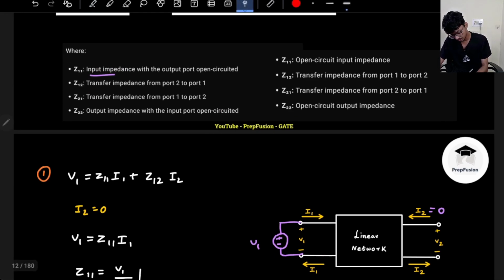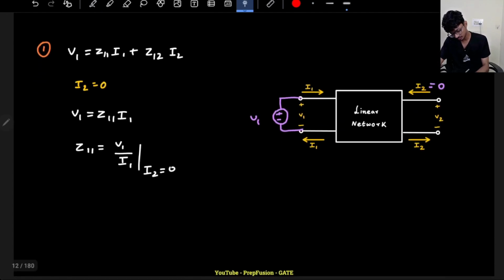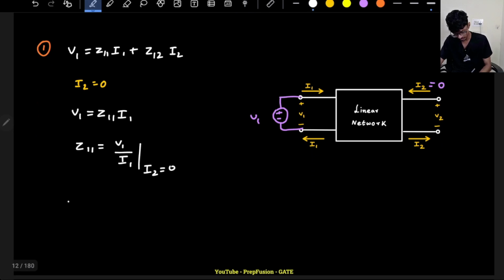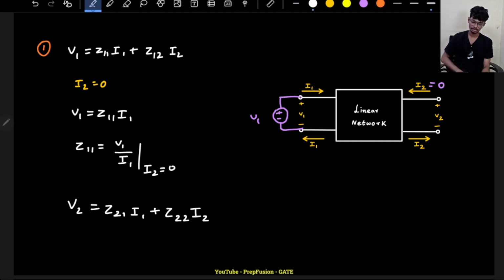What about this? Let's do this next. Z21. What is the equation for Z21? V2 is equal to Z21 I1 plus Z22 I2. Okay, so this is what my V2 is equal to.